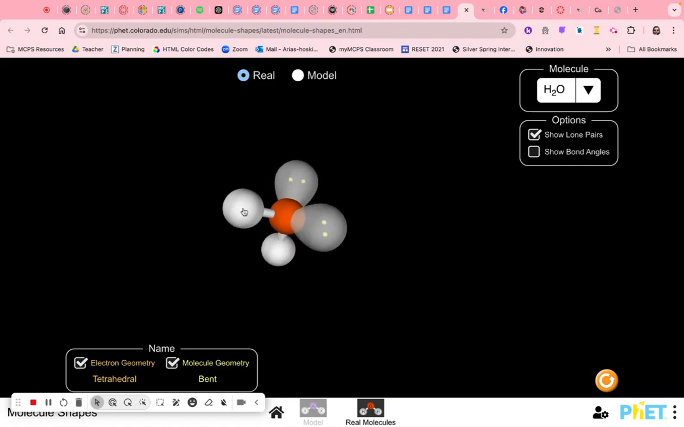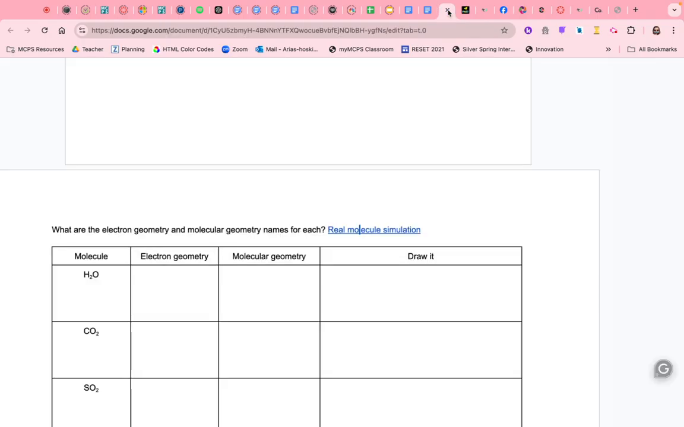What I want you to do, though, is on the paper, you're going to go here where it says electron geometry, molecular geometry. Here you're going to go and write tetrahedral. And for the other one is what? Let me go back to the simulation. It's going to be bent.